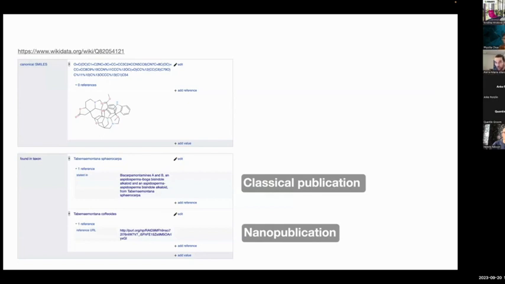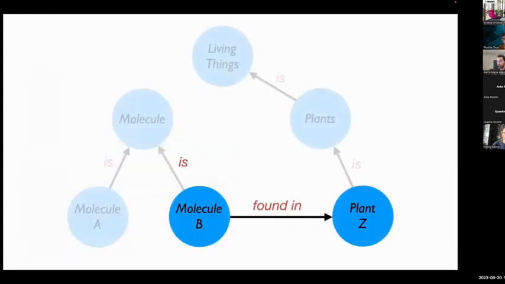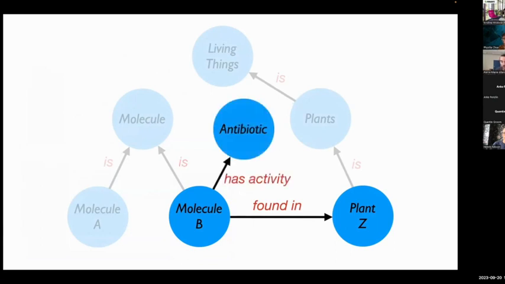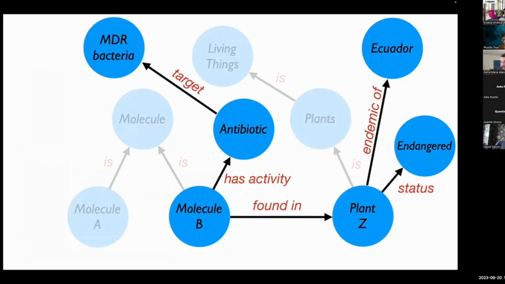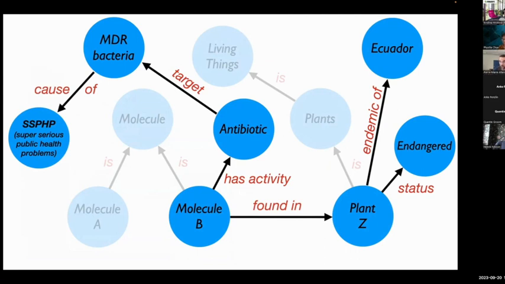So the nice thing about working in a knowledge graph structure is that while we are doing these efforts, collaborating with people at BiCIKL, and that we will follow, there are other people elsewhere in other places of the world that we might not know at the moment that document the antibiotic activity of this given molecule, that document the fact that this plant is endemic of a given country, that it has a specific conservation status. And it turns out that this antibiotic has for target a multi-drug resistant bacteria, which, as you know, can be the cause of a super serious public health problem.